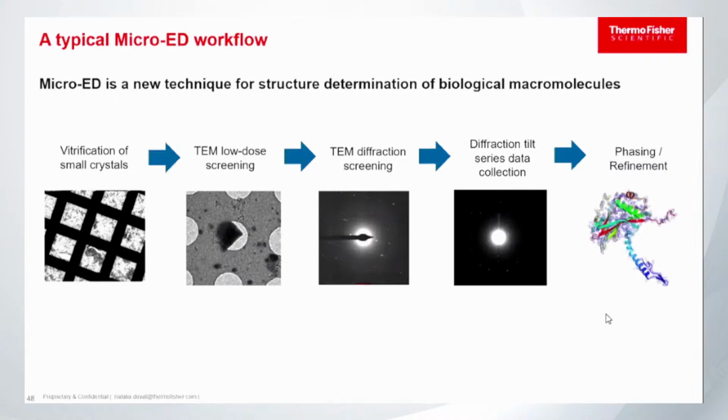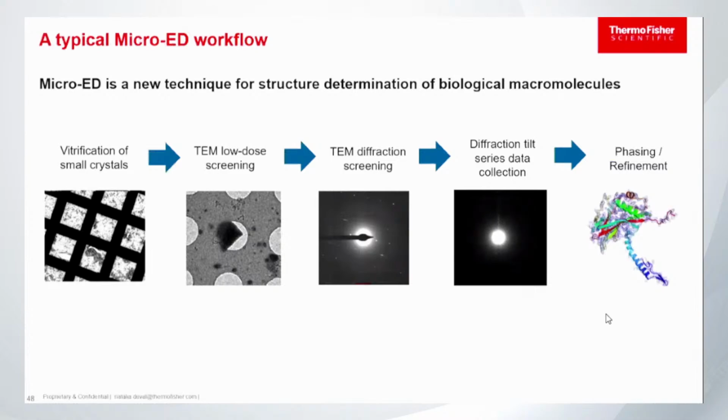You vitrify those crystals on the cryo-EM grid using the Vitrobot, the same way you do with the cells, the same way you do with single particle. You go to the transmission electron microscope, do low dose screening, localize your crystal, and check that you have diffraction, because if you don't have diffraction, it's not a good crystal. If you have diffraction spots, you can already start a tilt series data collection, with continuous tilt of your crystal, to collect under diffraction mode all the information you need.